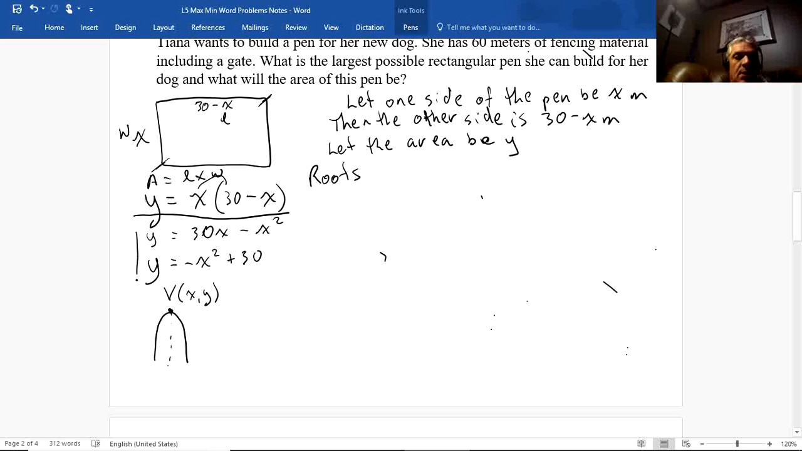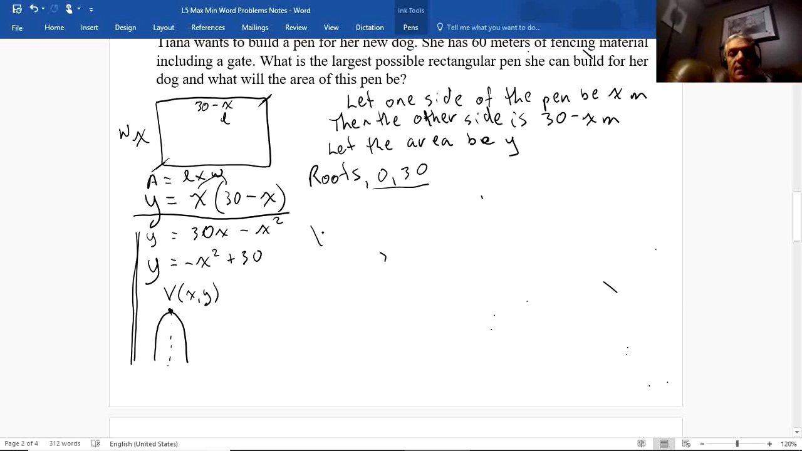And by the way, this part here you don't have to do. This is just me doing some explanation, okay? So what are my roots? Well, once again, when is this 0 and when is this 0? Well, it's pretty simple. 0 is going to occur when x equals 0 and y equals 30. So those are my two roots, okay?